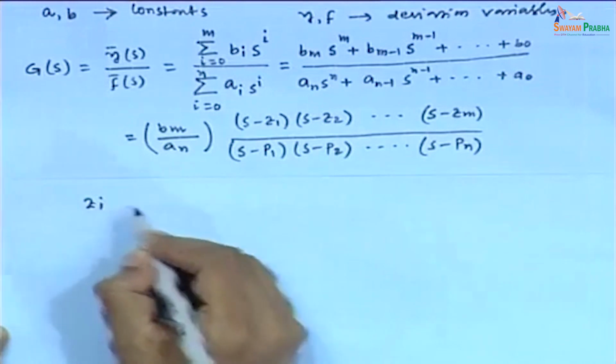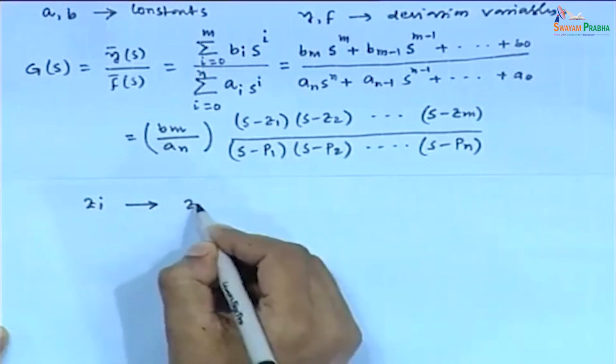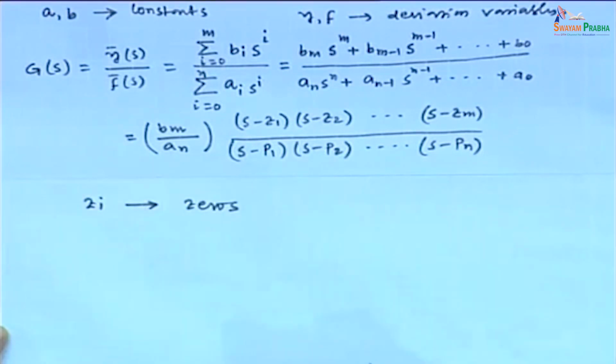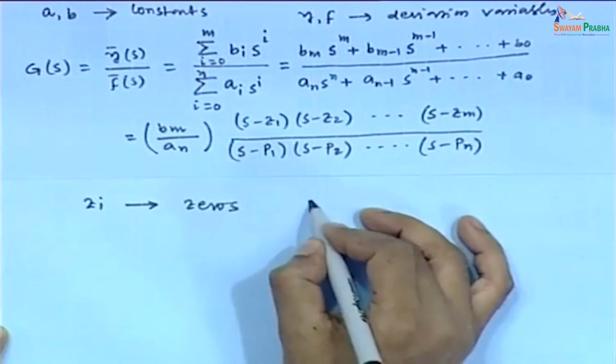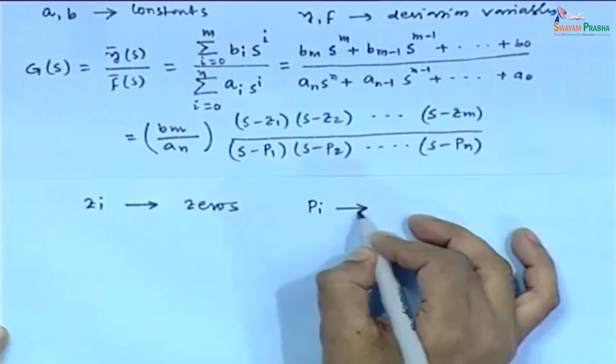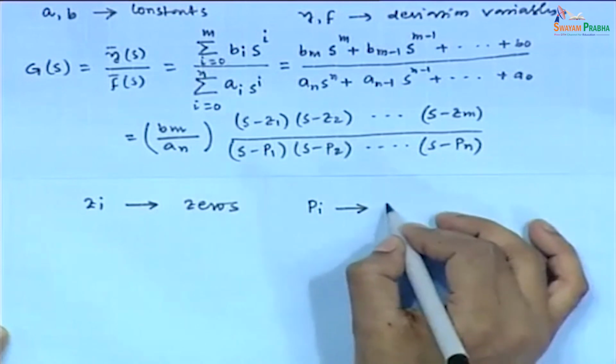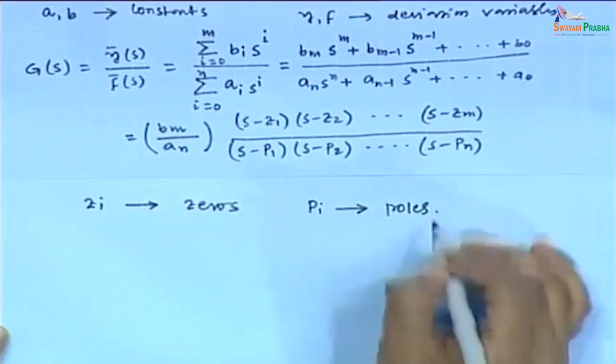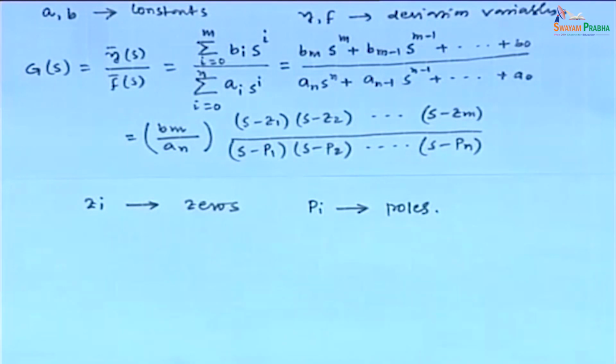z_i denotes the zeros and p_i represents the poles. Fine.